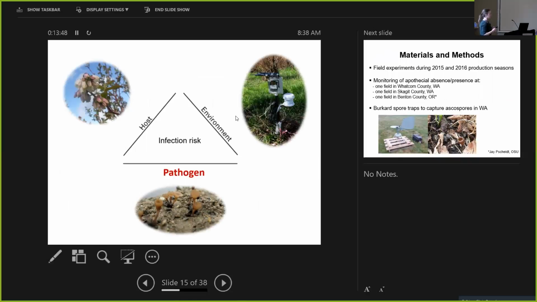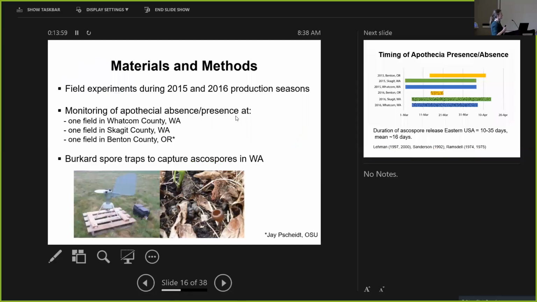So in this research, I studied the 3 factors that are involved in calculating this infection risk. It's the pathogen, the host, and the environment. And I'm starting with the first one, the pathogen. So in order to determine when this spore release is occurring, in both the 2015 and 2016 seasons, I scouted for these apothecia presence in 3 fields, which were 2 fields in Washington, one in Whatcom County, one in Skagit County, and one in Benton County in Oregon, where Professor Jabe Scheid provided the data. I used Burkhardt spore traps, which are depicted here on the left, to capture ascospores out of the air and determine if ascospore release is agreeing with my observations of apothecia or no apothecia.